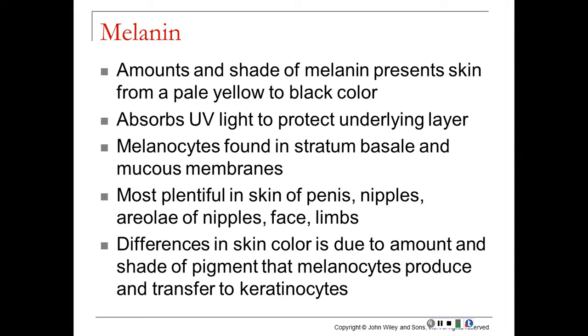They're found in that stratum basale, as well as within mucous membranes like the linings of our mouth and nasal passageways. They're most plentiful on areas that have high sensitivity, like the nipples, parts of the face, parts of our limbs. And the difference in skin color is due to the amount of pigment within the melanocytes, not the number of melanocytes. Most people have generally the same amount of melanocytes. What makes some people's skin darker than others is rather the amount of melanin that is produced, not the number of melanocytes.